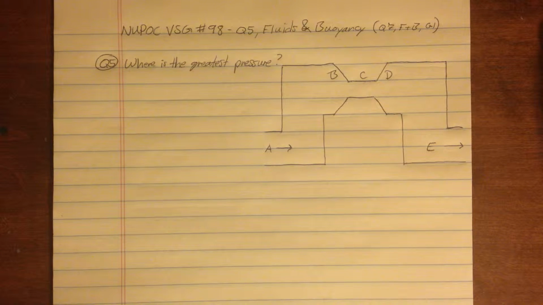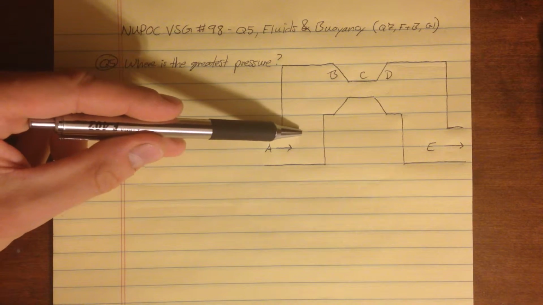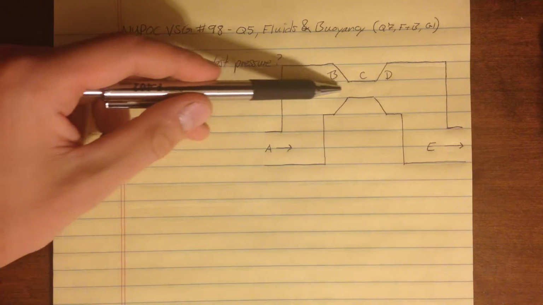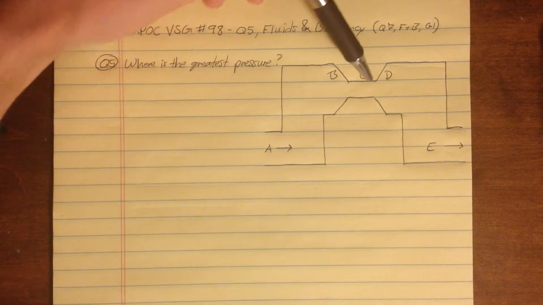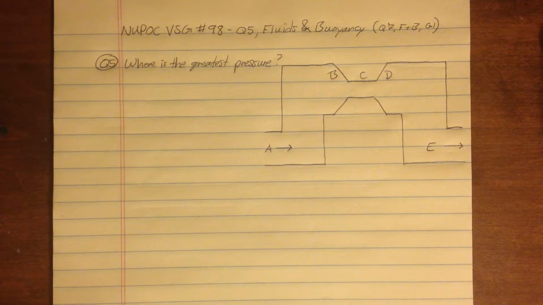Let's look at this fluids problem here, where we have this pipe that is wide here, and then it goes up a certain height, shrinks down to some narrower width, opens back up, and then comes down to its original height. And the question is asking us where the greatest pressure is.